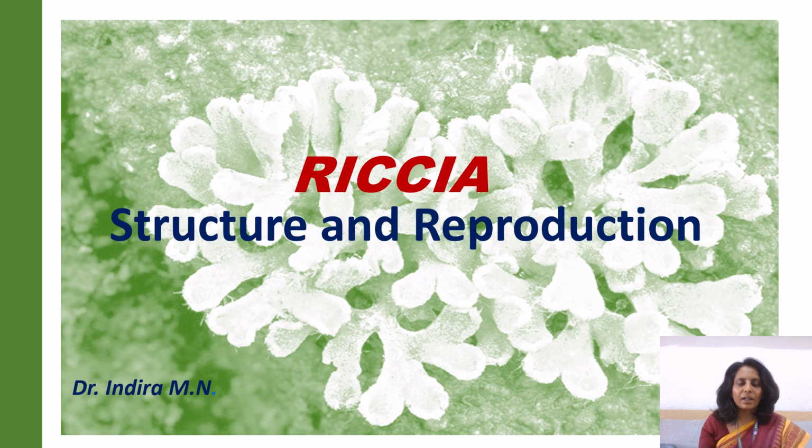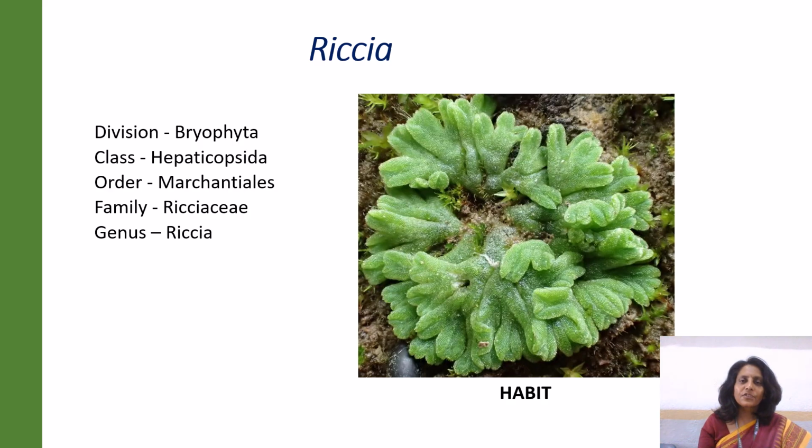In my lecture today, I shall be talking about a bryophyte called Riccia. We shall be discussing its structure and reproduction. As we all know, bryophytes are commonly called the amphibians of the plant kingdom. Riccia is a commonly seen bryophyte growing in marshy or wet soils. It is classified under the class Hepaticopsida, order Marchantiales, family Ricciaceae. There are many species of Riccia which are cosmopolitan in distribution.